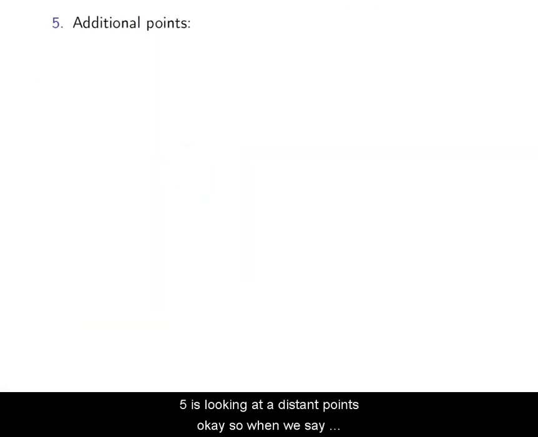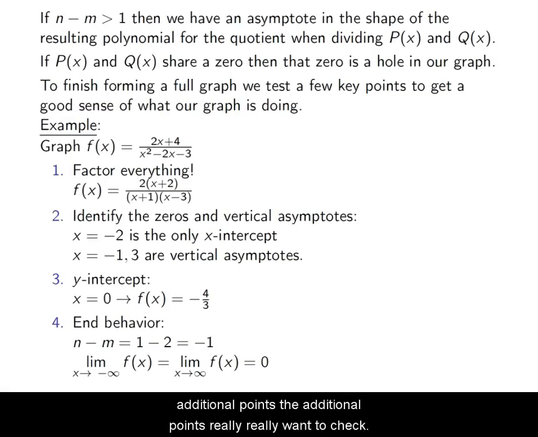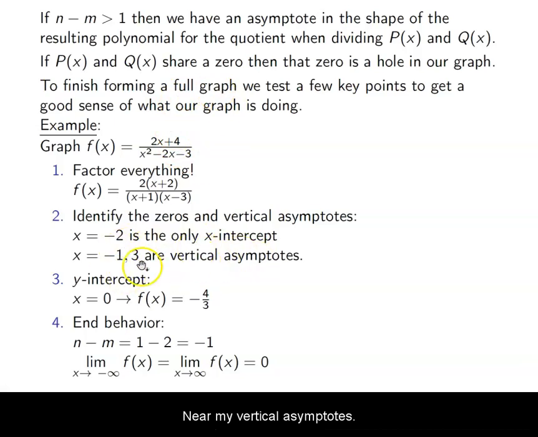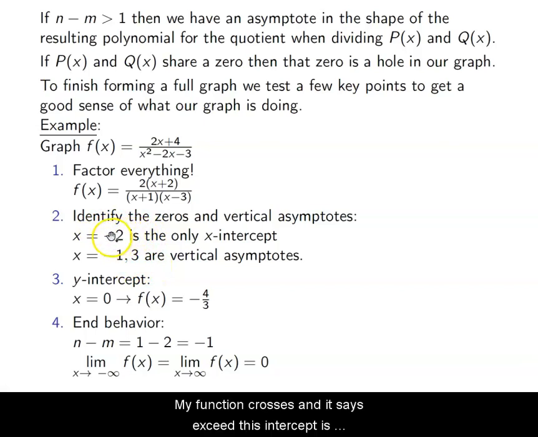Step 5 is looking at additional points. The additional points we really want to check are values that will let me know what's happening near my vertical asymptotes. So I have an x-intercept. That's the only time my function crosses, and as you can see, this intercept has an odd multiplicity, so it crosses at x equals -2. It doesn't bounce off the axis. It crosses because it's an odd multiplicity, so that's nice to know.